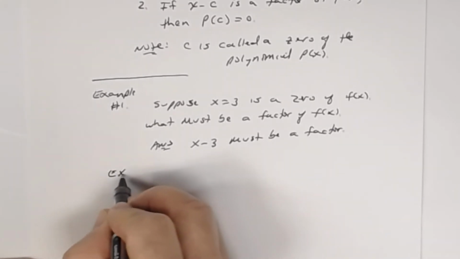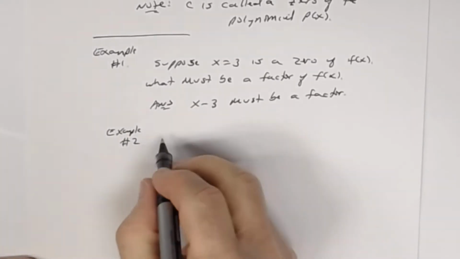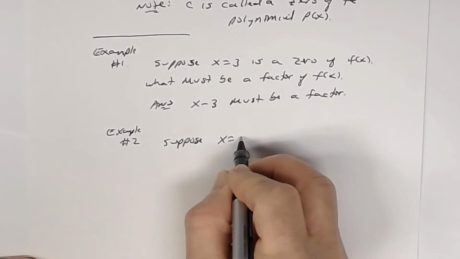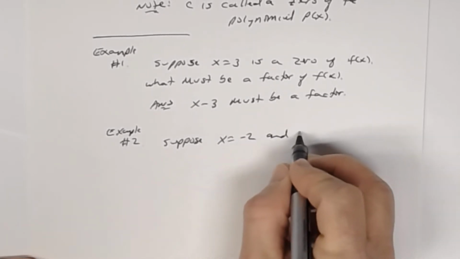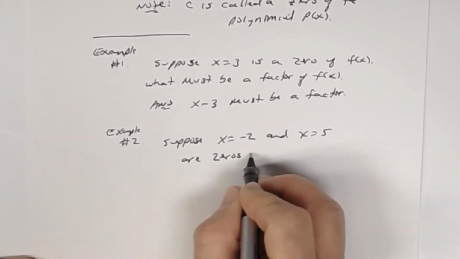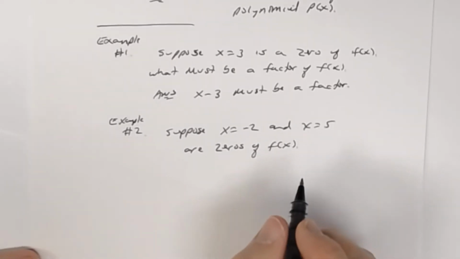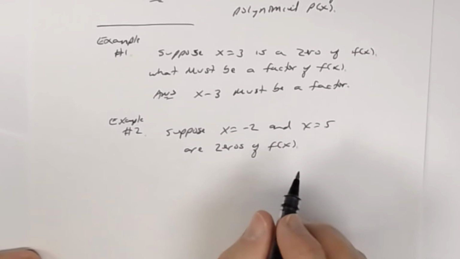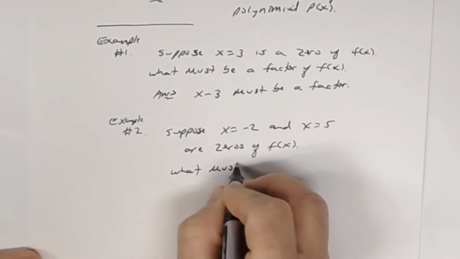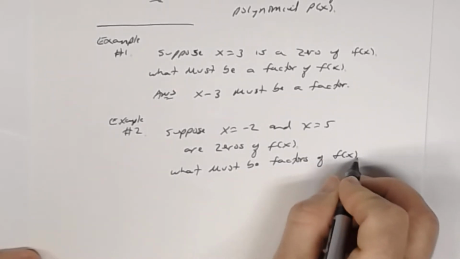Example 2. All right, so this time suppose x equal -2 and x equal 5 are zeros of f of x. Okay, what must be factors of f of x?